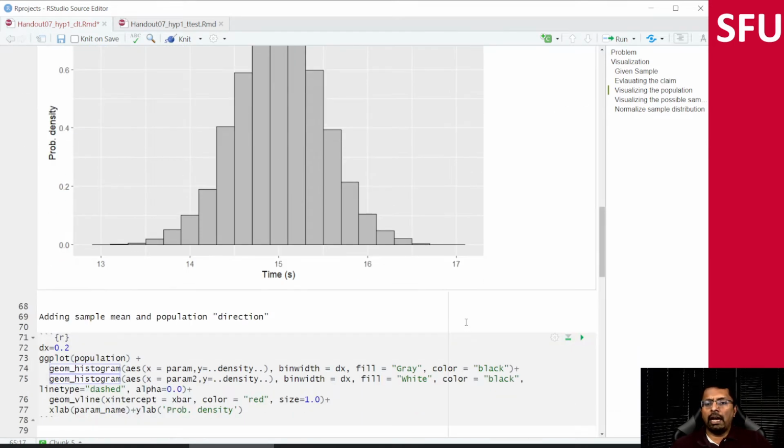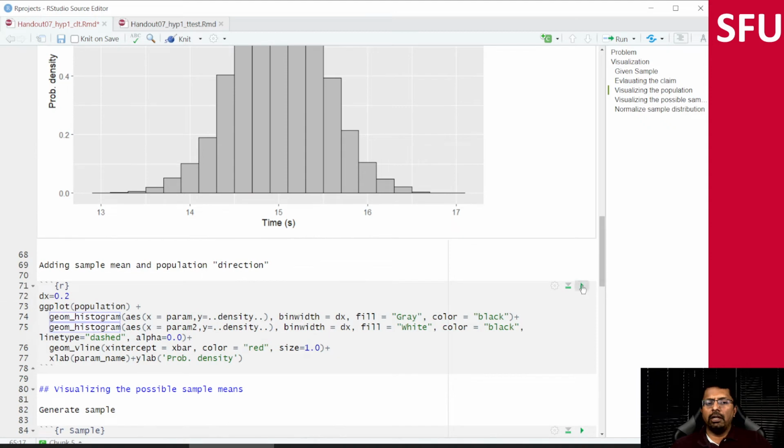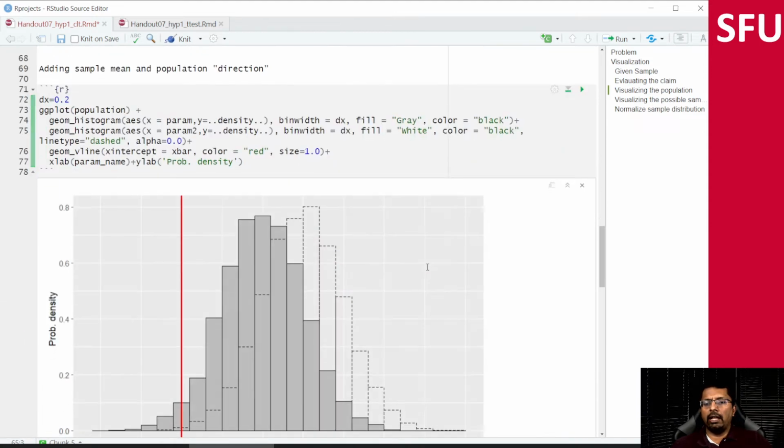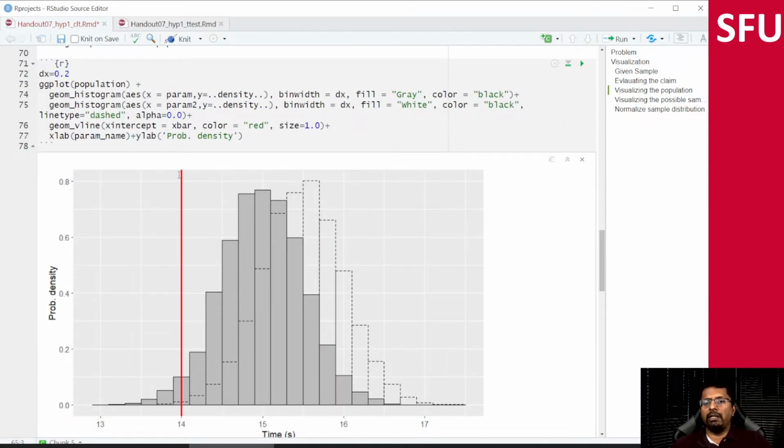So let's add the direction, the other mean, and then also the sample mean that we get. The sample mean is shown here in red, which is 14. And if you had a different mean with essentially the same standard deviation, you can basically get something similar to the dashed line.